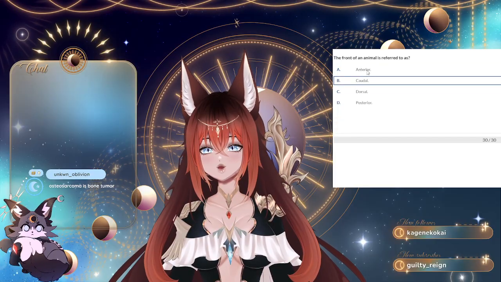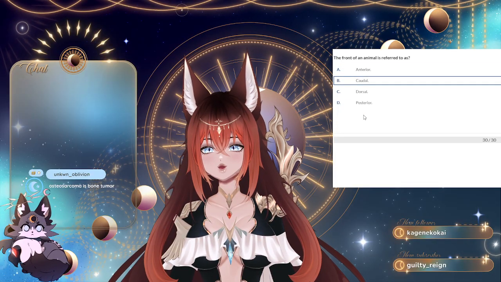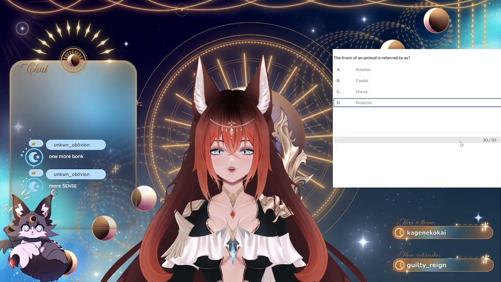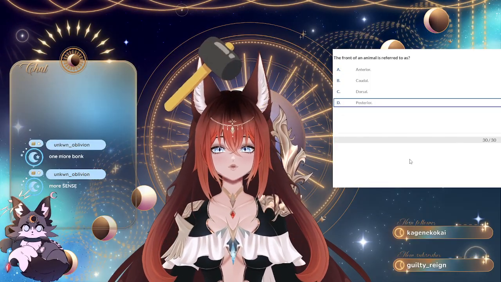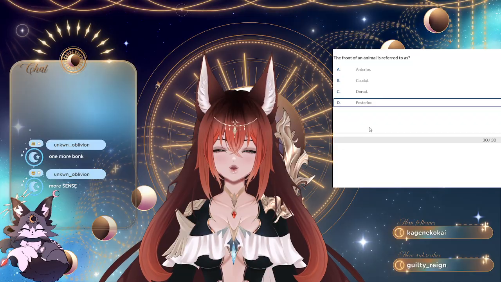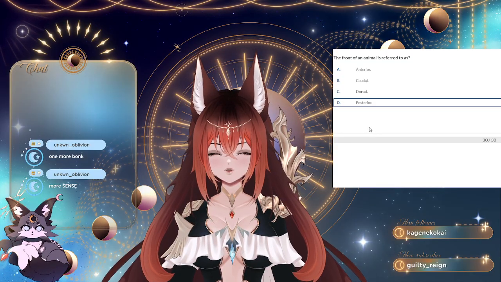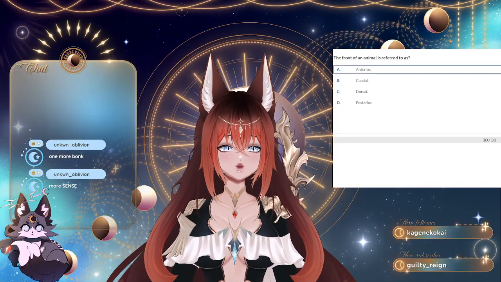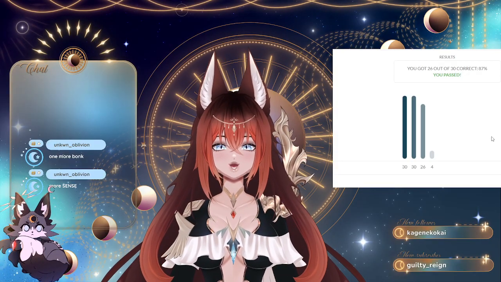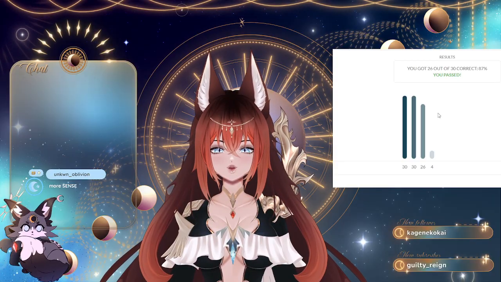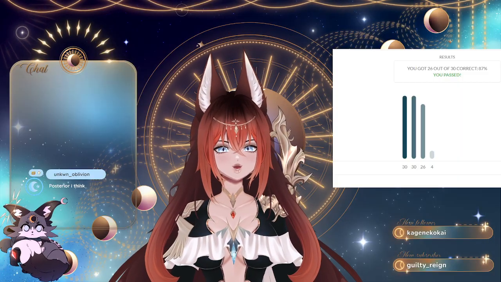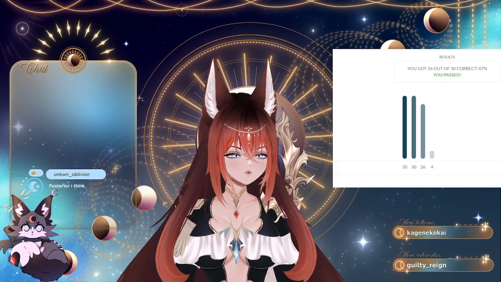The front of the animal is the... Well, the anterior, the posterior? Anterior, posterior. Post is the back, right? So it's anterior. I'm not gonna trip myself out. I know I failed. Oh, I passed! Wait, what did I get wrong? I passed? It's anterior. Posterior is the back. Sorry.